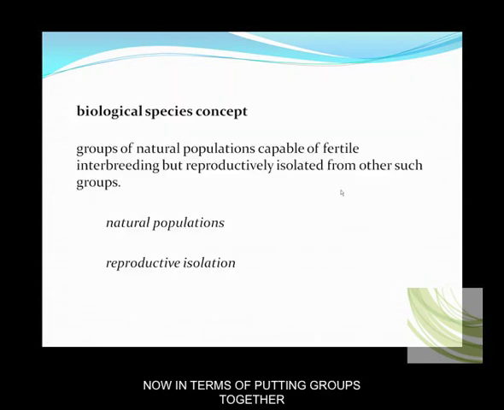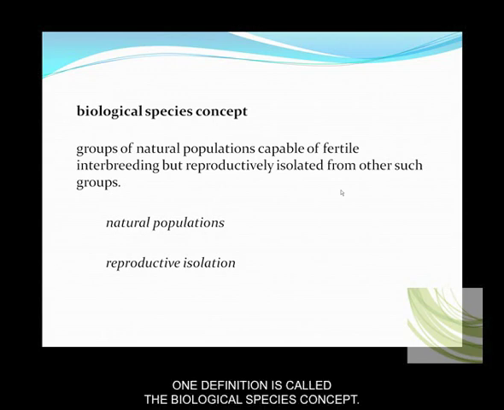Now, in terms of putting groups together or separating groups, the smallest group that we recognize in science of organisms is the species. And the definition of the species is based on a couple of different things. One definition is called the biological species concept. This was developed by John Ray, which you heard about in earlier lectures.